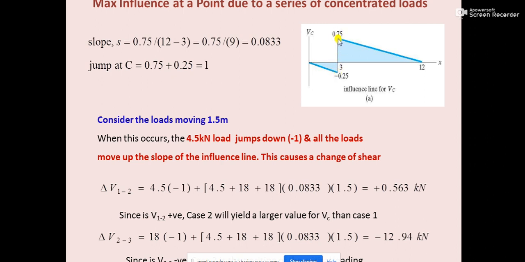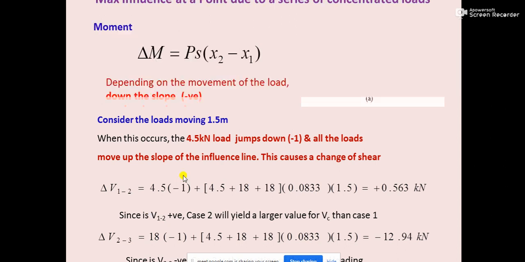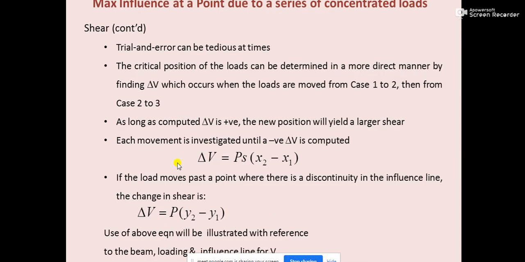So when there is a drop, what will you have to do? If there is a drop of load, to calculate the change in shear, for this delta V, you will have to multiply the load by the change in ordinate. Otherwise, for this delta V, you will have to do load multiplied by slope multiplied by x2 minus x1.